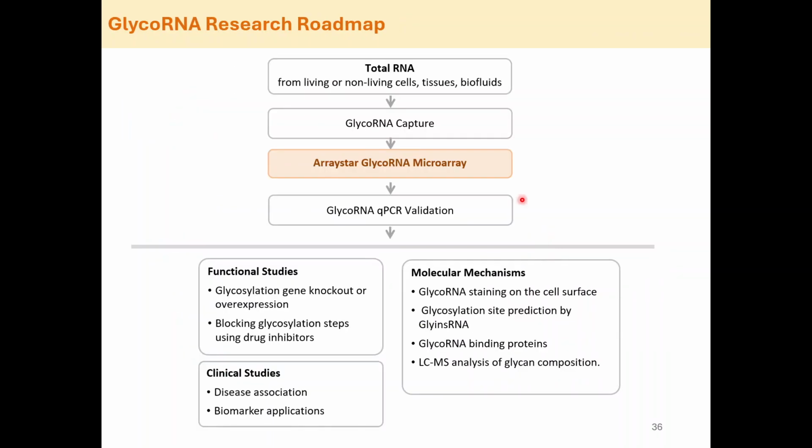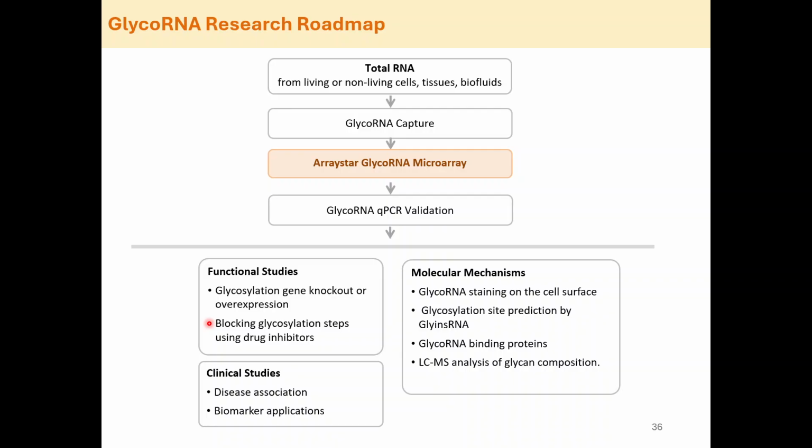As a glycoRNA research roadmap, total RNA is extracted from cells, tissues, or even biofluids. The glycoRNAs are captured and profiled on the glycoRNA microarray. Differentially glycosylated RNAs can be validated by qPCR validation. The glycoRNAs can be further functionally studied by observing the phenotypes in glycosylation gene knockout or overexpression, and blocking glycosylation steps using drug inhibitors.